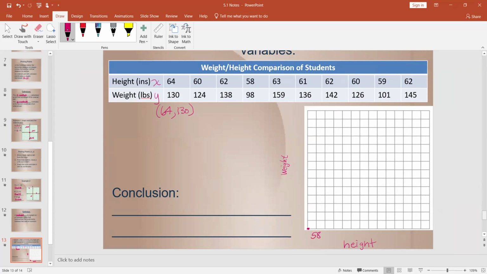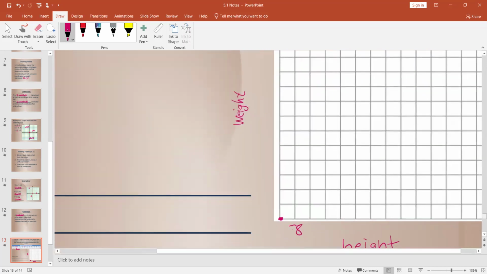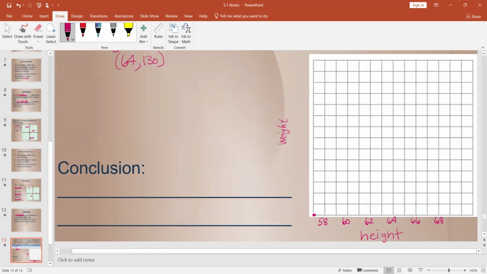So 58, I'm going to skip every other one because my writing is a bit big here. 58, 60, 62, 64, 66, 68. We'll do that. I probably could space it out a little bit more, but that's close enough.